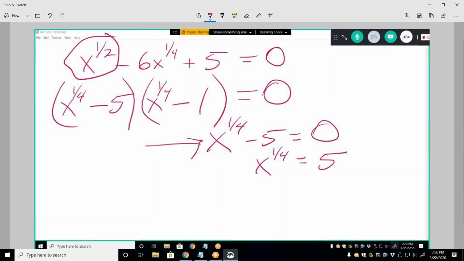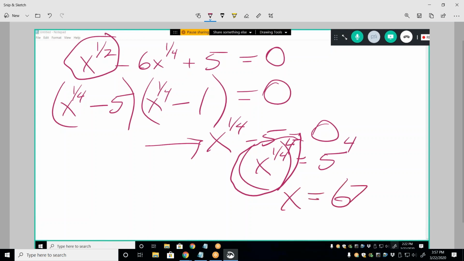Okay, let's do that step. That's bite 1. Now how do I get rid of the 1/4 power? Take each side to the 4th power. Now notice over here, when you multiply 4 times 1/4, you get x. So that's always the way to get rid of fractional exponents, is to multiply by its reciprocal. So that leaves x over here, and it leaves 625 over there.